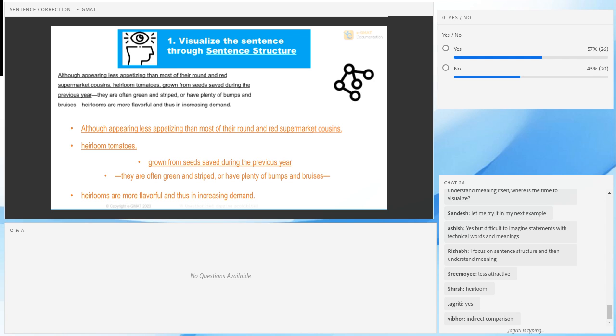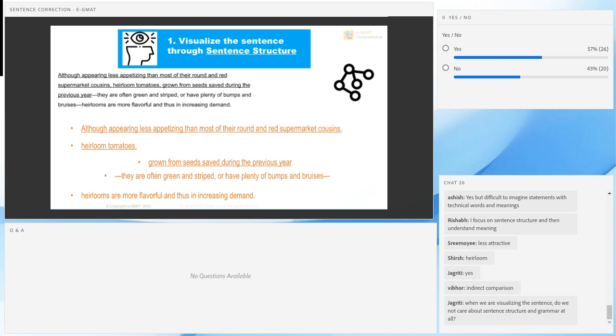Okay, all right, so coming back to this, to understand the meaning of this sentence, what are we doing here? Jagriti, you actually asked the question at the right time. I'm not thinking about grammar.